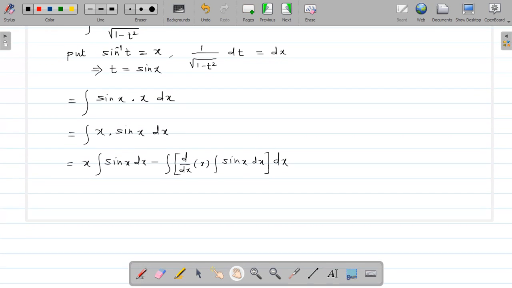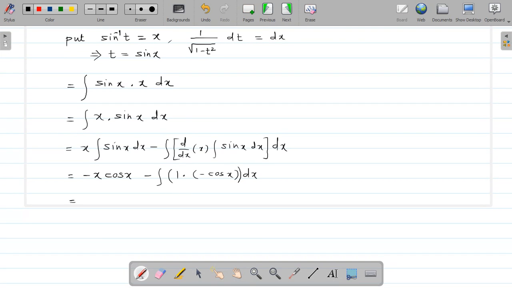So see this carefully. x as it is into integration of sine x is, all of you know, minus cos x. So minus of x cos x, I will write here minus of x cos x minus integration. Now derivative of x is 1. So in bracket here you will get 1 into integration of sine x is minus cos x. So write in this proper way. Here it is cos x dx. So see in bracket properly, what will you get?